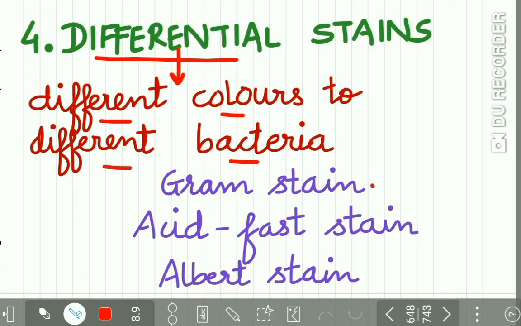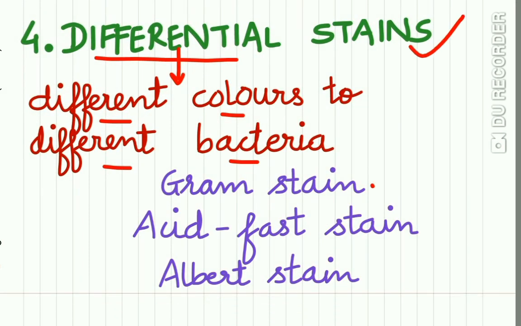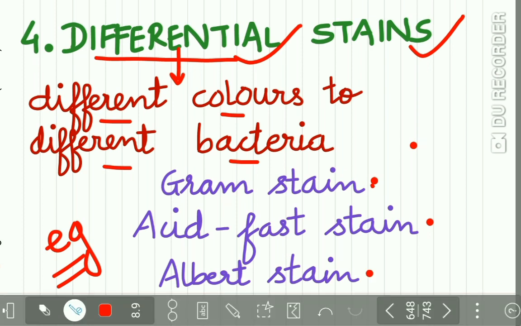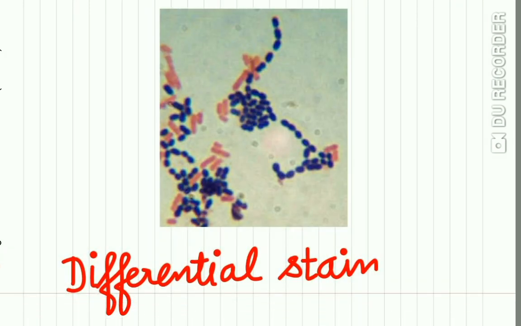Now the fourth type of stain is the differential stain. As the name implies, the differential stains impart different colors to different bacteria. Examples of differential stains include gram stain, acid-fast stain and the Albert stain. So here you can see the differential staining of two types of microorganism. One is stained blue while the other is stained red.